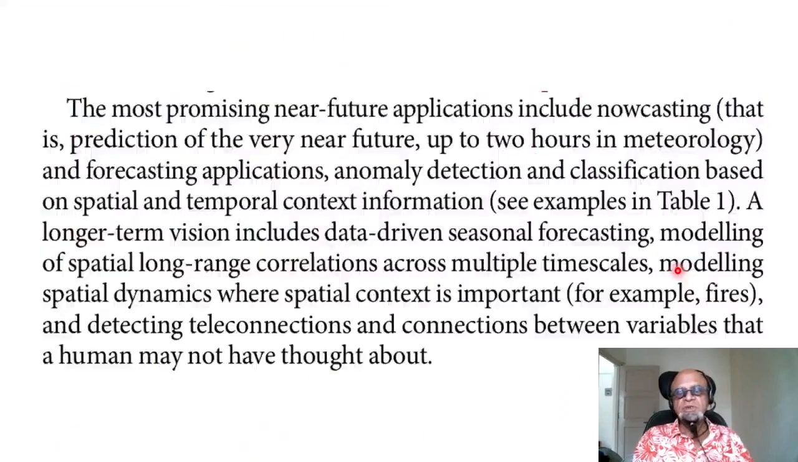So just jumping ahead, the most promising near future applications include nowcasting, that is prediction of the very near future up to 2 hours in meteorology, and forecasting applications, anomaly detection and classification based on spatial and temporal context information. So a few examples. A longer term vision includes data driven seasonal forecasting, modeling of spatial long range correlations across multiple timescales, modeling spatial dynamics where spatial context is important, for example fires, and detecting teleconnections and connections between variables that a human may not have thought about.